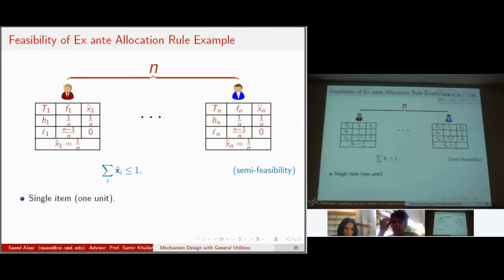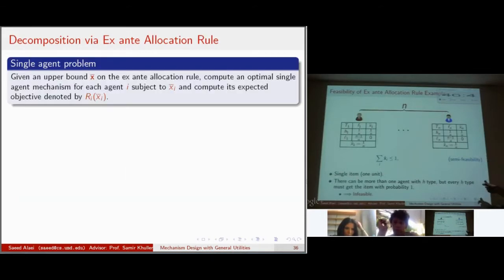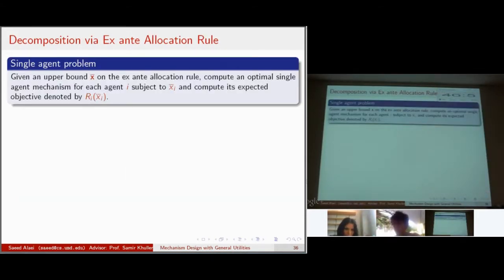However, there is no way to come up with a feasible implementation of this, because what if two agents show up with high type? You cannot allocate to both of them with probability 1. So we have to compromise some. Here is how we do the decomposition. This is very similar to interim decomposition with some slight difference.